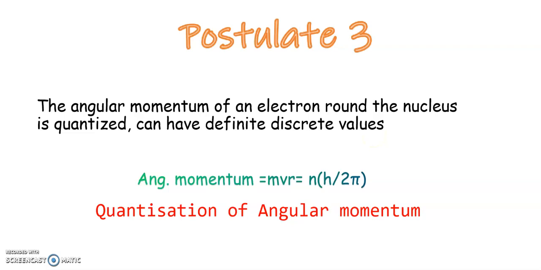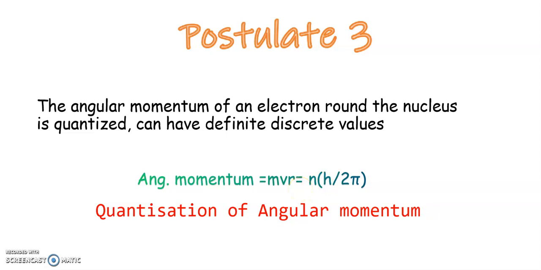Next is the third postulate. The angular momentum of an electron moving round the nucleus is quantized. An electron, like any other body moving in a circular orbit, has an angular momentum given by mvr, where m is the mass, v is the velocity of the electron, and r is the radius of the orbit. Bohr postulated that the angular momentum of an electron in an atom can have only definite or discrete values given by the expression mvr equal to n into h by 2 pi, where n is any integer.